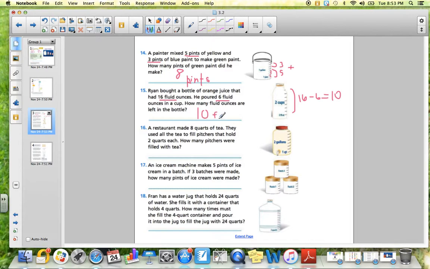fluid ounces. I want you to actually write out fluid ounces. I'm not going to because it'll take me too long.